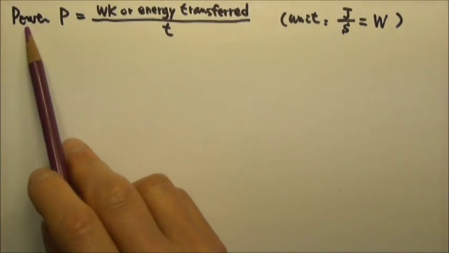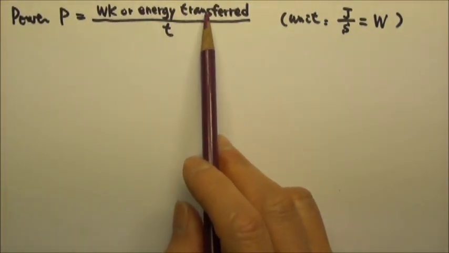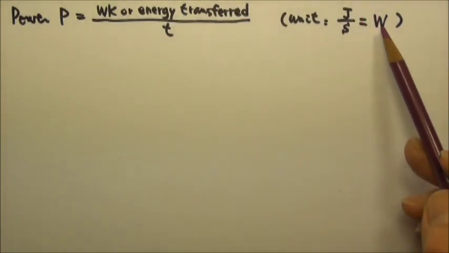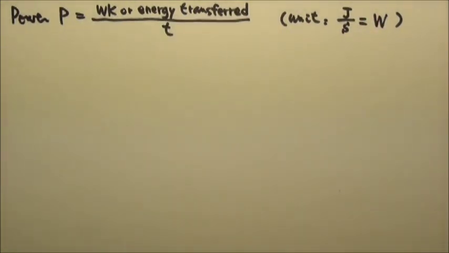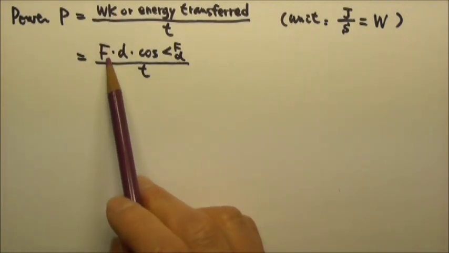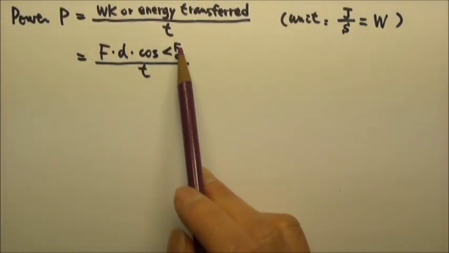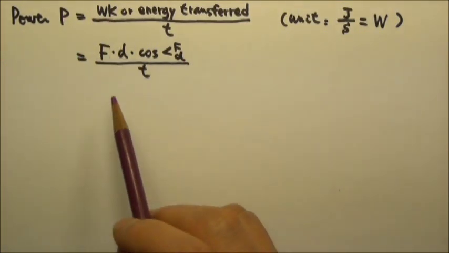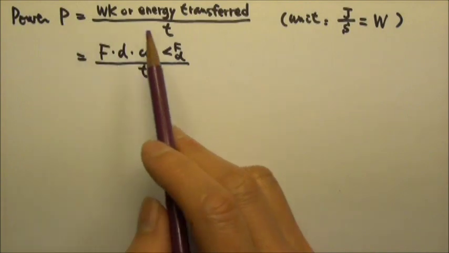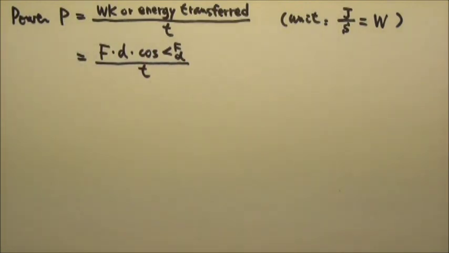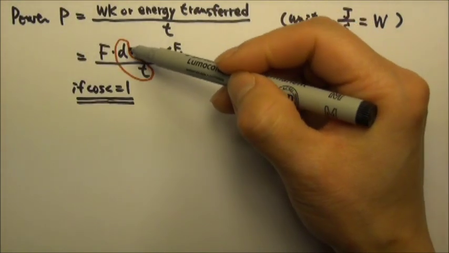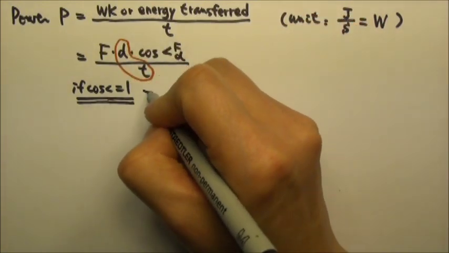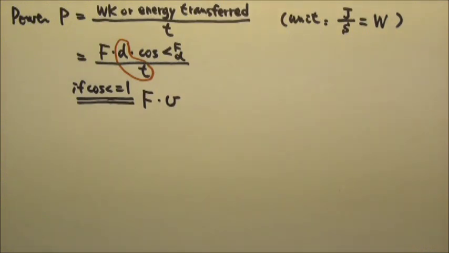Then we talked about power. Power is work or energy transferred divided by time. So the unit is joules per second, or watts. Because work is also force times displacement times cosine of the angle between the two, power is also this. Most of the time for power problems, the cosine part here is 1. And the displacement divided by time, that's velocity. So in this case, power is also force times velocity.